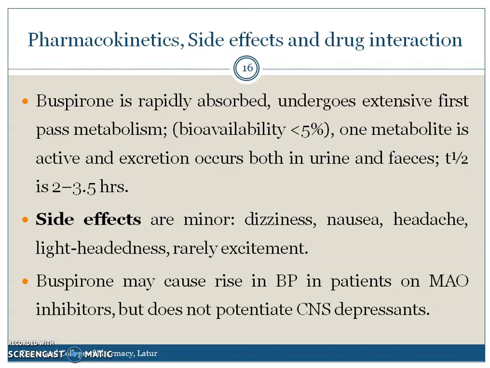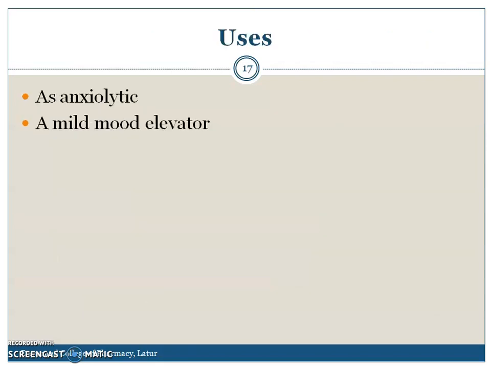Next, drug interaction. Buspirone may cause rise in blood pressure in patients on MAO inhibitors, but does not potentiate CNS depressants. Uses: as an anxiolytic. Then Buspirone is also used as a mild mood elevator.